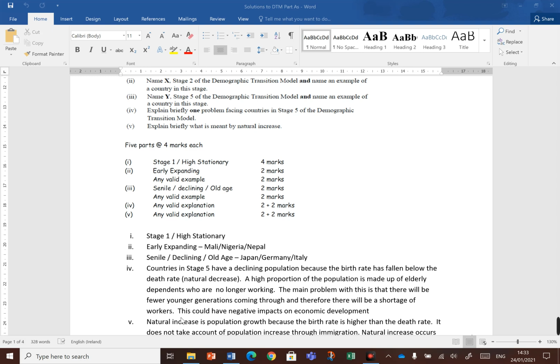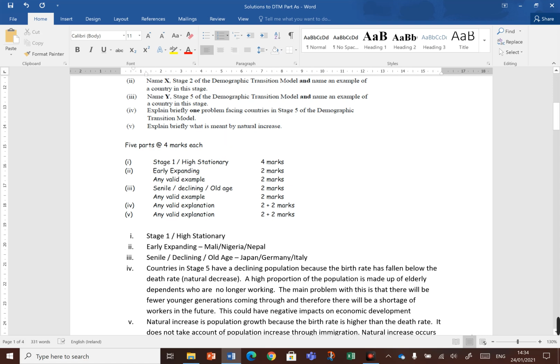Therefore, there will be a shortage of workers in the future. This could have negative impacts on economic development. If you don't have enough workers, this is going to slow down your economy, and this is when the video referred to Japan having to import workers or encourage immigration. So definitely 2 SRPs there.